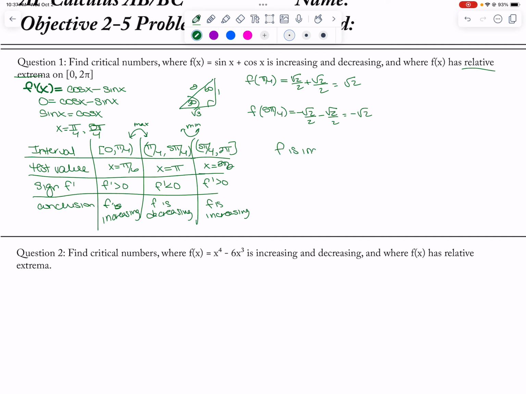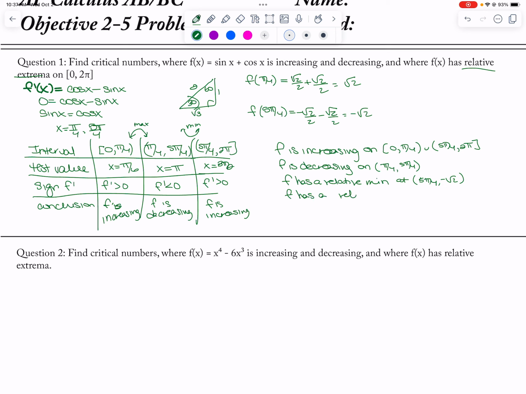So f is increasing on the interval from 0 to pi over 4, union 5 pi over 4 to 2 pi. And f is decreasing on pi over 4 to 5 pi over 4. And f has a relative minimum at 5 pi over 4 comma negative root 2, and f has a relative maximum at pi over 4 comma root 2.